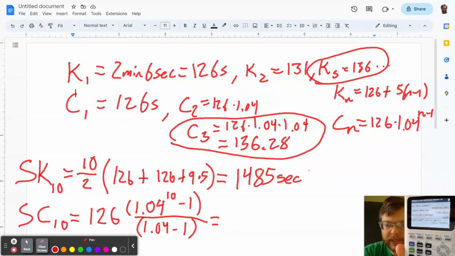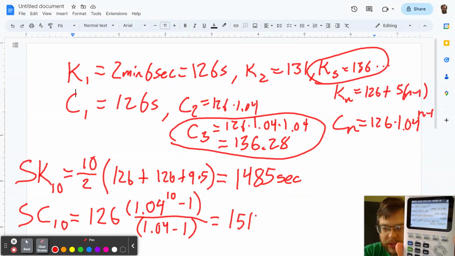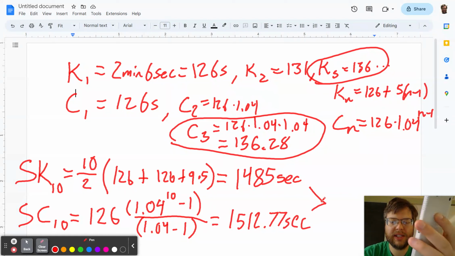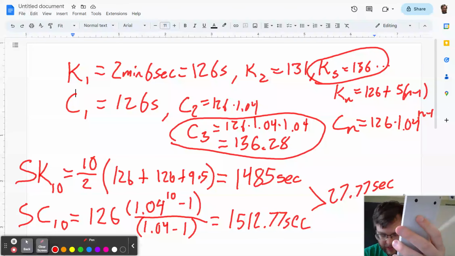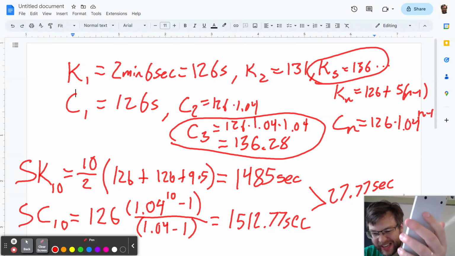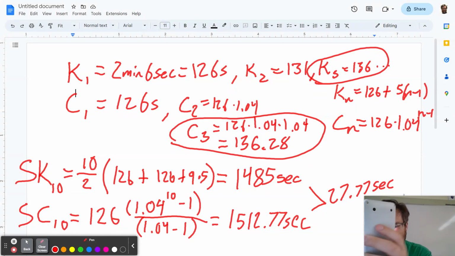So Carolina's is 1512.77 seconds. If we look at the difference between those two, it's a difference of 27.77 seconds. And so that means about 28 seconds difference between their total times. So not a huge difference, but Carolina is definitely swimming a bit slower.